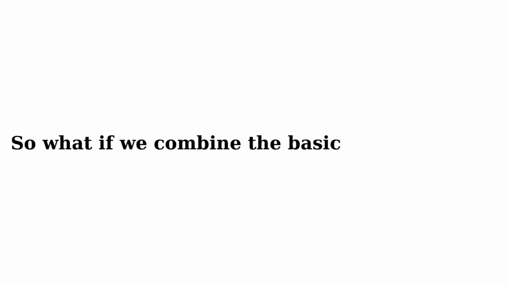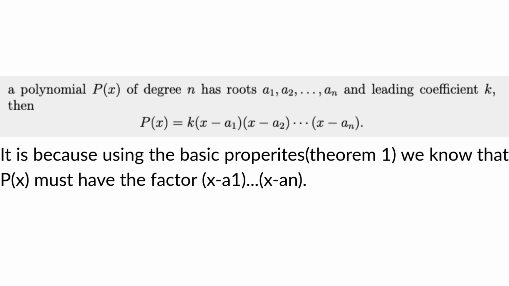So what if we combine the basic properties and this small bonus? Then we get a powerful conclusion. If a polynomial p of degree n has roots a_1, a_2, all the way up to a_n, and leading coefficient k, then p of x equals k times (x minus a_1), times (x minus a_2), and so on, up to (x minus a_n). This comes directly from the factor theorem. Each root gives us a factor, and multiplying them all together reconstructs the polynomial.